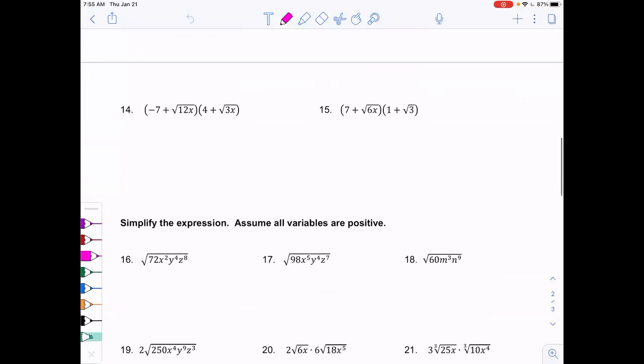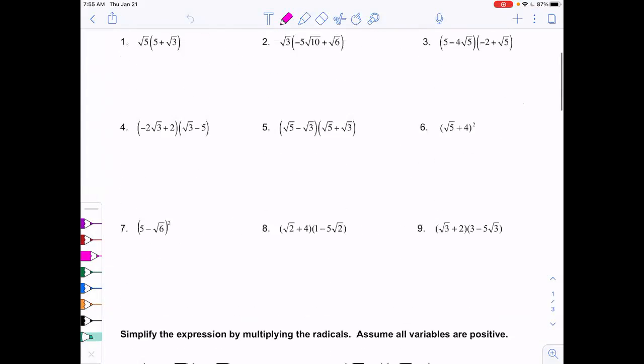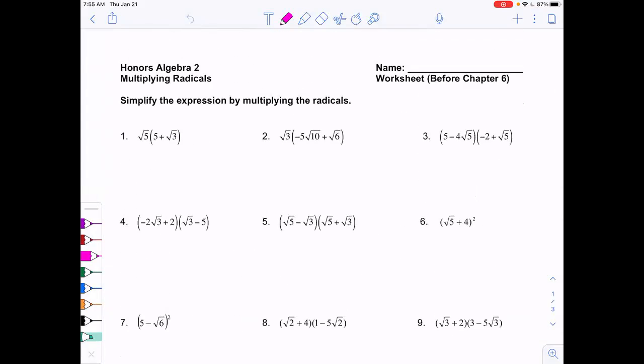And all the ones that we have, except for I think that last one, they're all square roots. We could do this with cube roots. We could do it with fourth roots. I just kept them as square roots.